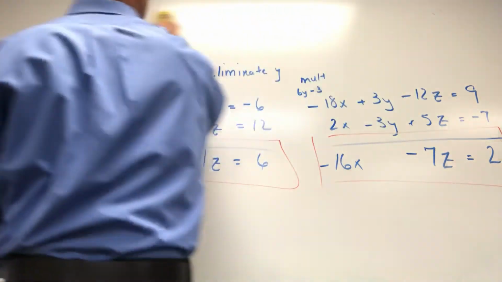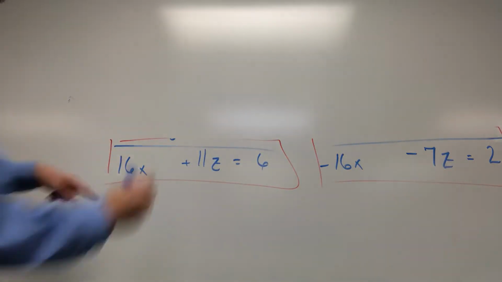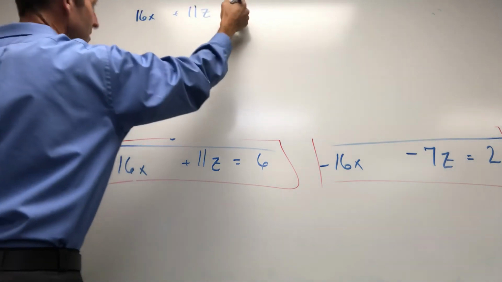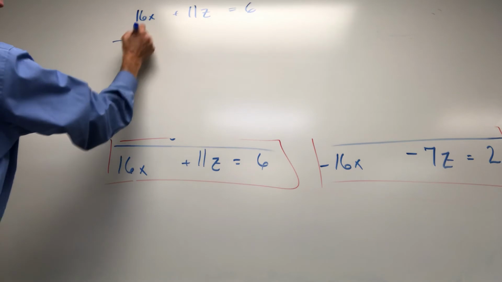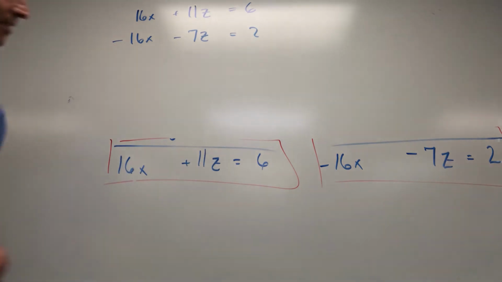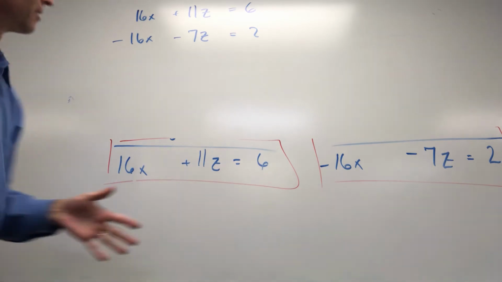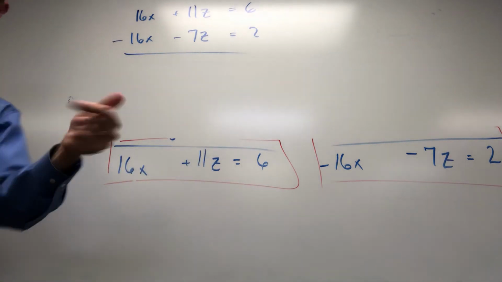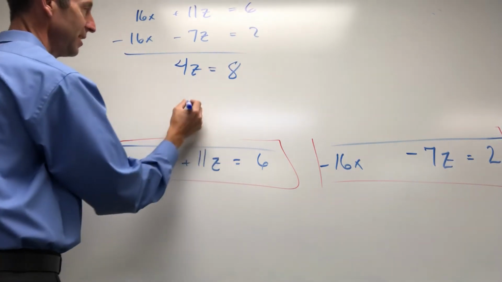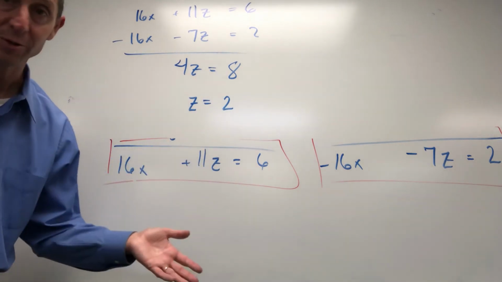Let's get all this out of the way. So grab him. Oh my gosh, we caught a huge break. Look, you're going to love this. We don't even have to do anything. It just eliminates. You never get this lucky. All right, it's a great day. These are going to eliminate without having to do a thing. I'm just going to come straight down. They're gone. 11 minus 7, that's 4z. 6 plus 2, that's 8. And just like that, you have solved for z. 1 down, 2 to go.